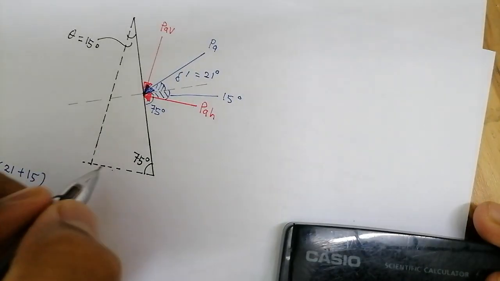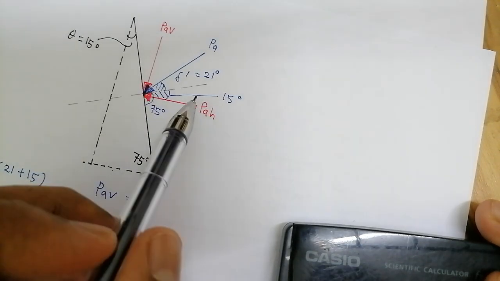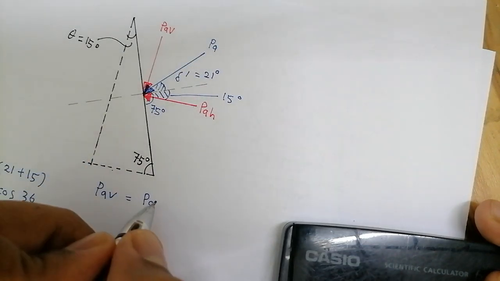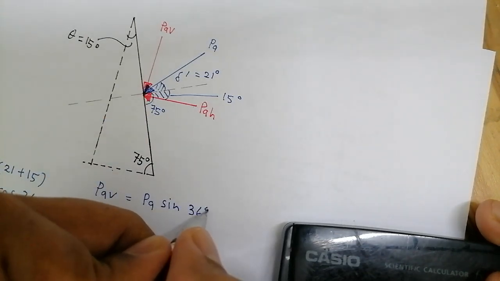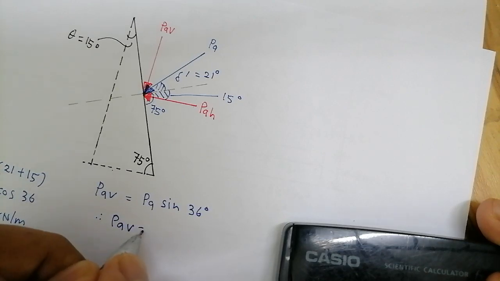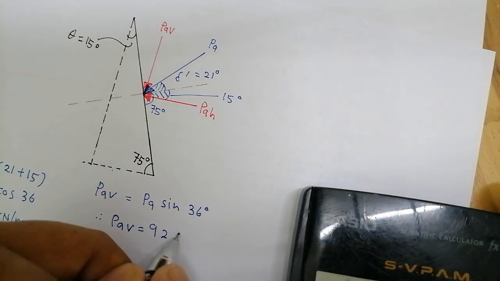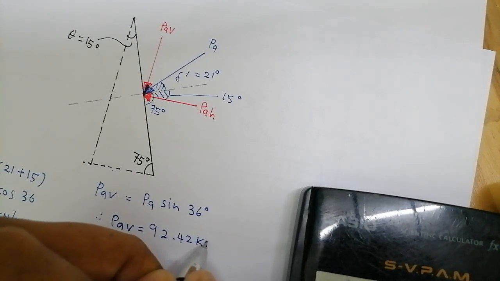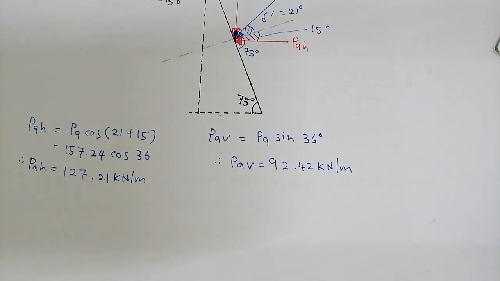And our PAV equals to PA sine the same angle, 36. So therefore our PAV equals to 92.42 kilonewton per meter. So now we got our PAH and PAV, the components of PA.